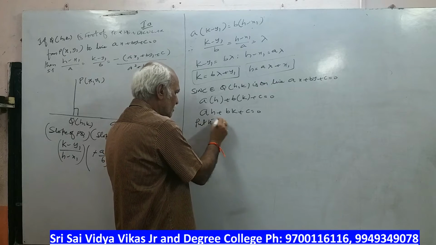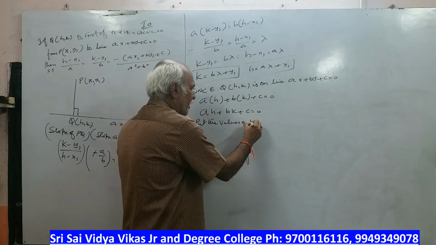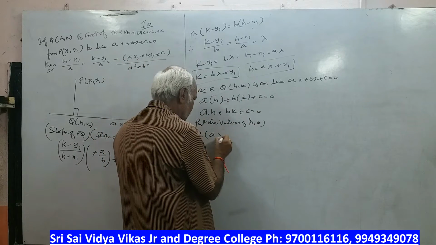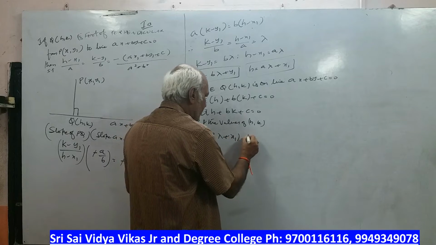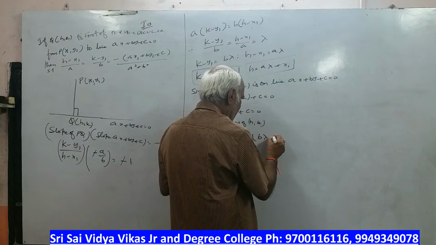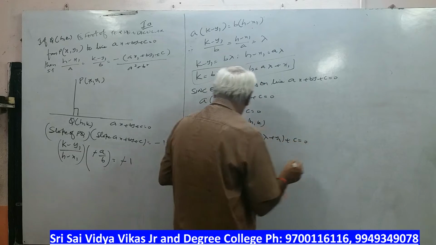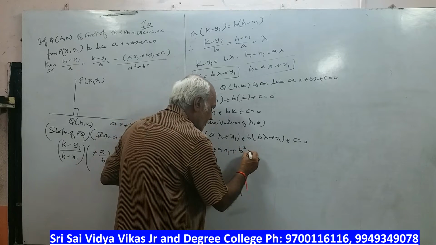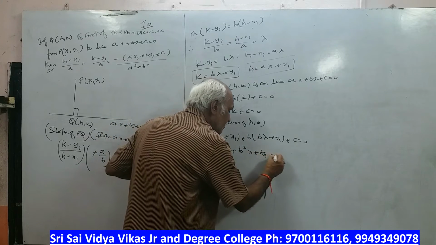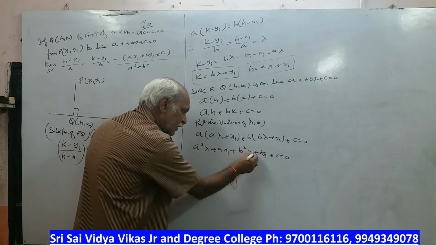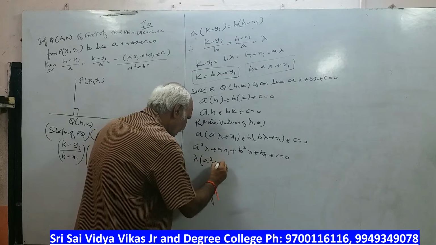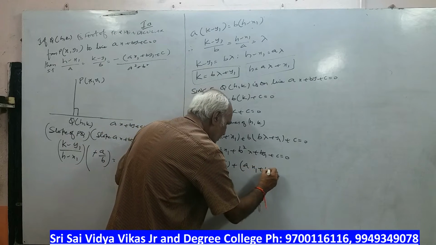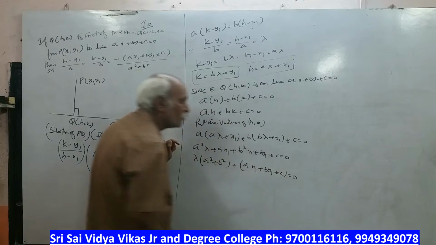Put the values of h and k. So a into h, h is what? a into (a lambda plus x1) plus b into (b lambda plus y1) plus c is equal to 0. So a square lambda plus ax1, b square lambda plus by1, plus c is equal to 0. Take lambda common: lambda into (a square plus b square) plus (ax1 plus by1 plus c).